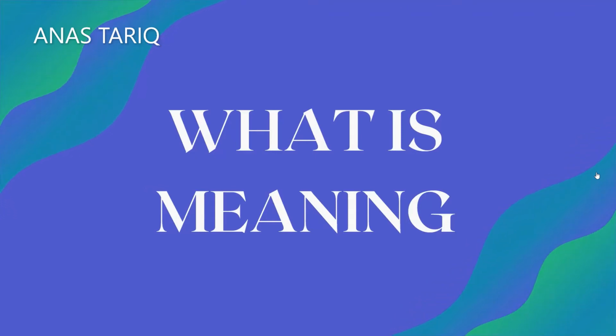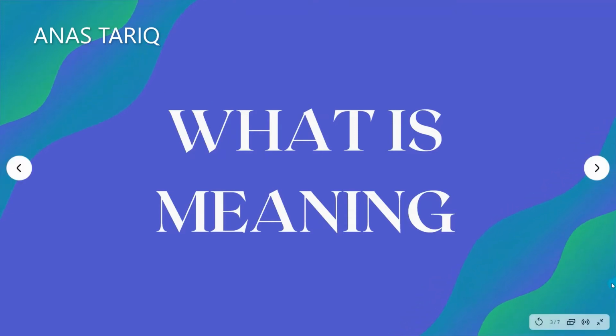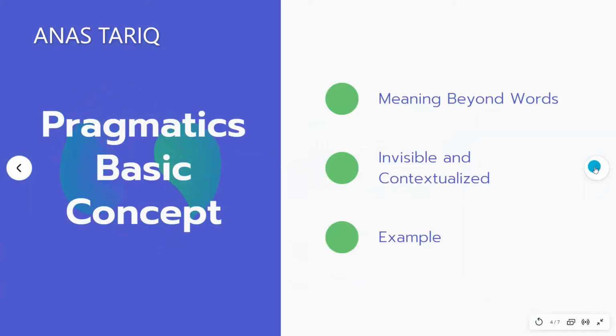The study of meaning gives rise to two types: the study of meaning, and the study of meaning in use. One is semantics while the other is pragmatics.